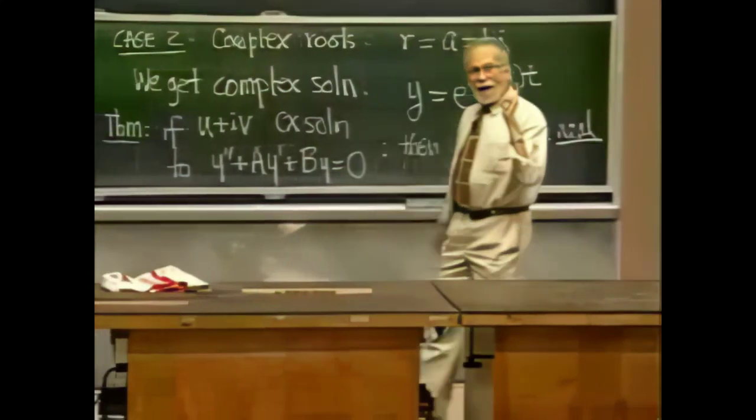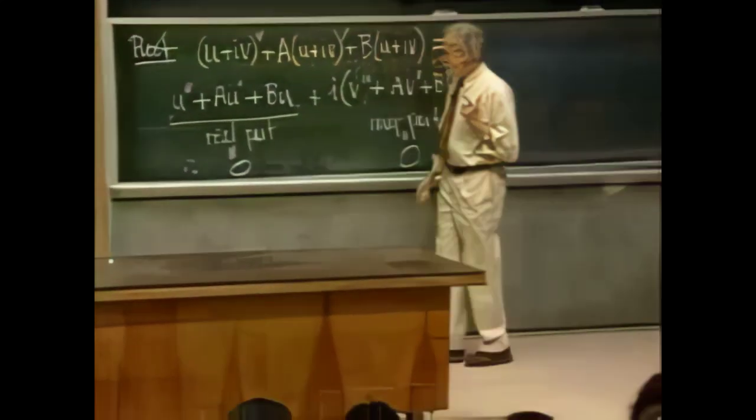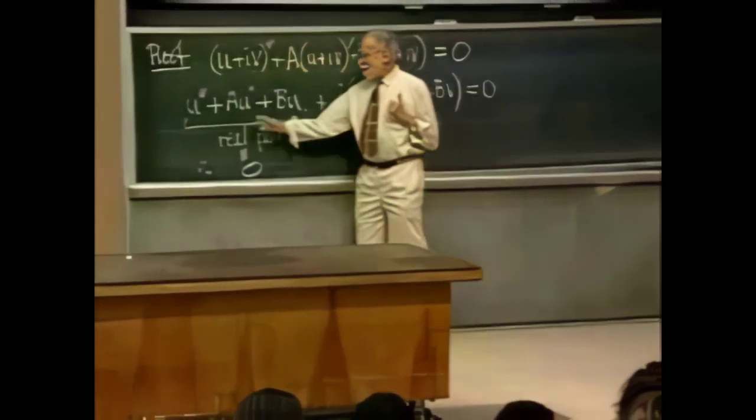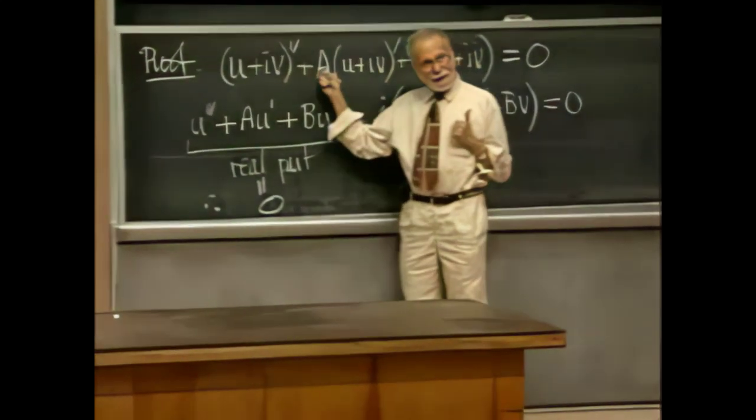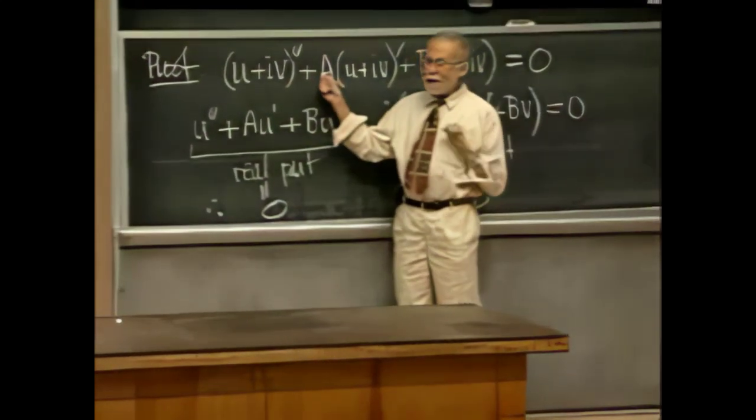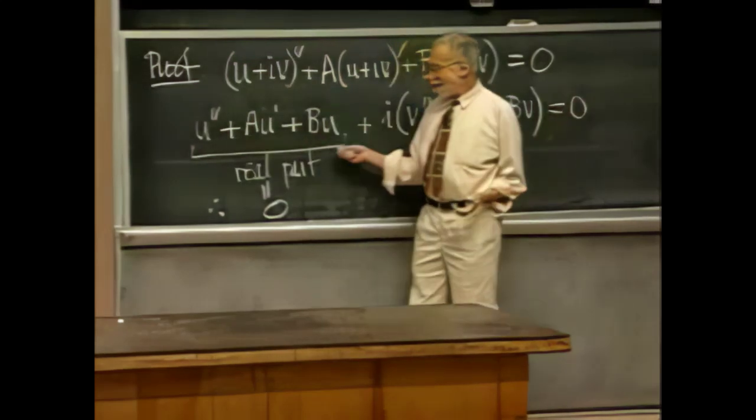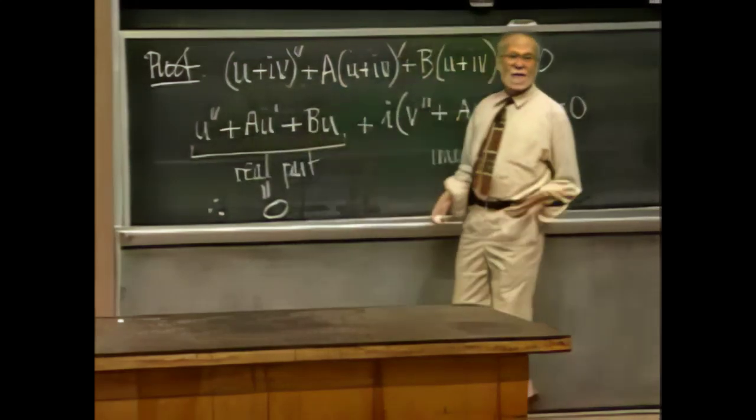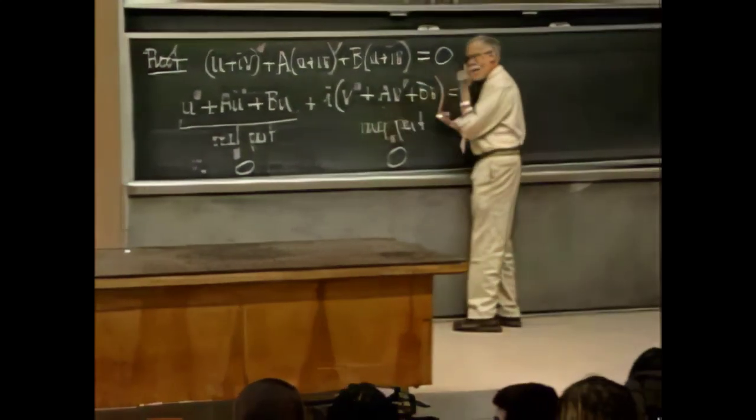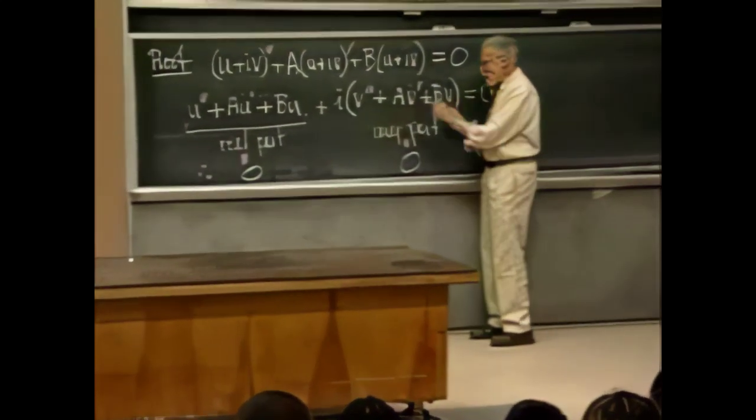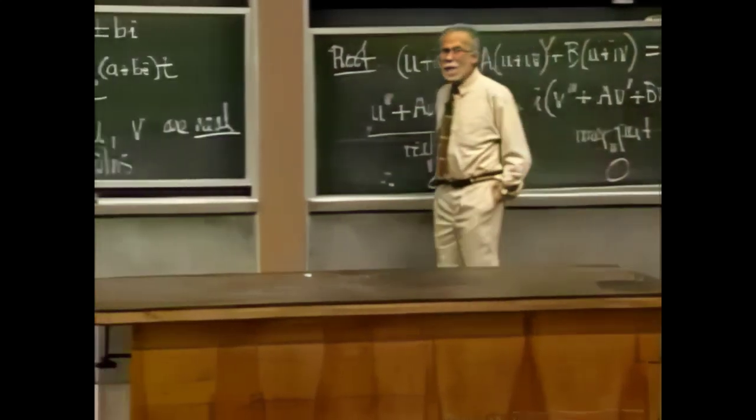Where did I use the fact that a and b were real numbers and not complex numbers? In knowing that this is the real part, I had to know that a was a real number. If a were something like 1 plus i, I'd be screwed, because then I couldn't say this was the real part anymore. So in saying that's the real part and this is the imaginary part, I was using the fact that these two constants were real constants. Very important.